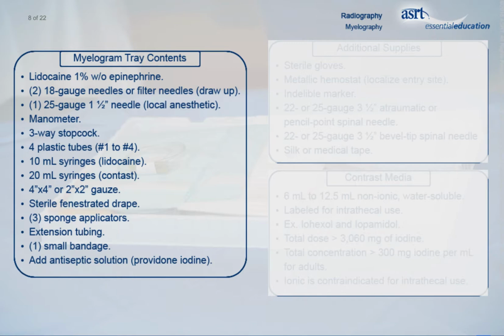There is a manometer, a 3-way stopcock, and 4 plastic tubes with caps numbered 1 through 4. There will be several 10 milliliter syringes for lidocaine and several 20 milliliter syringes for contrast, as well as several pads of 4x4 or 2x2 inch gauze. There will be a sterile fenestrated drape, at least 3 sponge applicators, plastic extension tubing, and a small bandage. The procedure will also need antiseptic solution such as povidone iodine, or at least 3 antiseptic solution swabs.